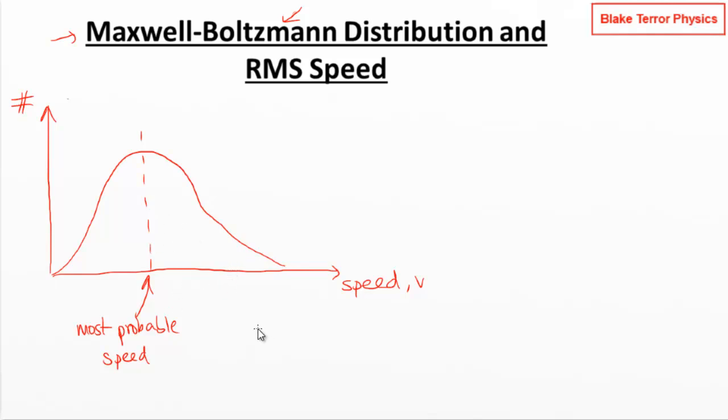You could also work out the mean speed on this. Now, the mean speed isn't necessarily the most probable speed. Particularly as you've got this tail going off to the right here, where you can have very, very high speeds, quite often the mean will be off to the side. It might be at a higher speed.